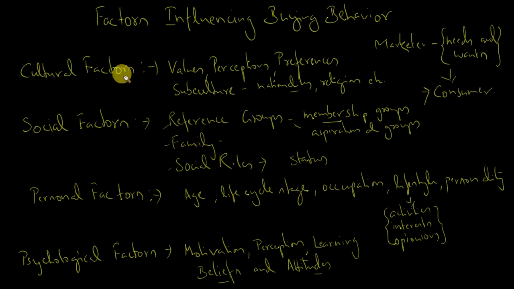So there are these four major factors which influence buyer behavior, but if seen in detail, there are a lot of smaller things or sub characteristics which affect purchase behavior.